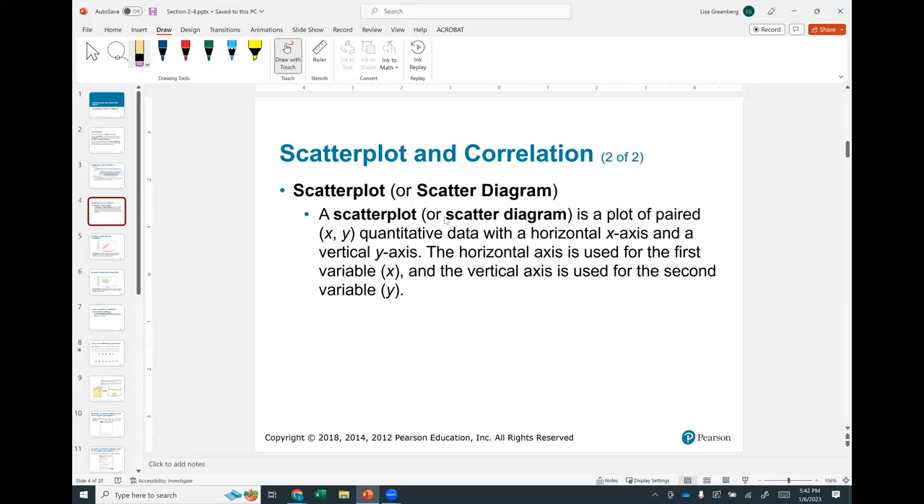So a scatter plot, or sometimes we call it a scatter diagram, is a plot of paired XY quantitative data. We talked about quantitative in one of the first few lectures. That means numeric, right? And they're saying that we have a horizontal or x-axis and a vertical y-axis, just like we always would talk about. So this is horizontal, this would be the x-axis. And a vertical, this would be the y-axis. Okay, and that's how we would graph things.